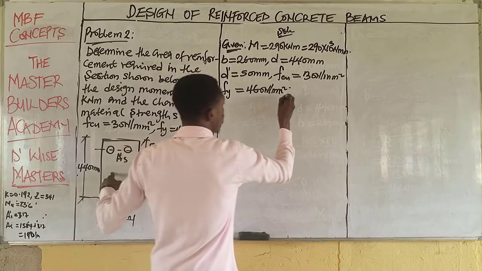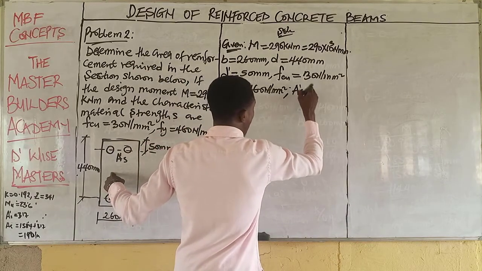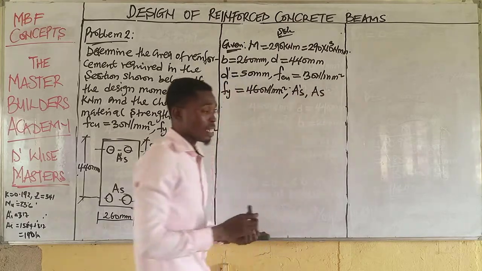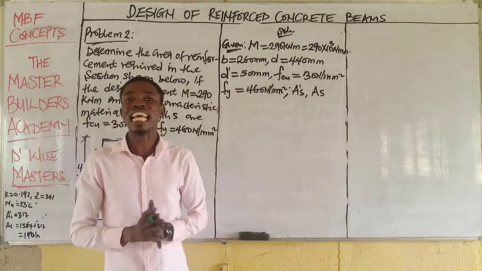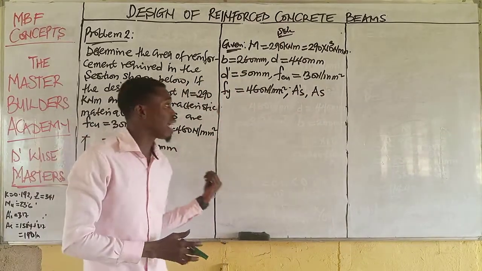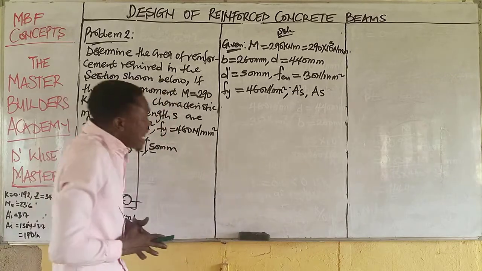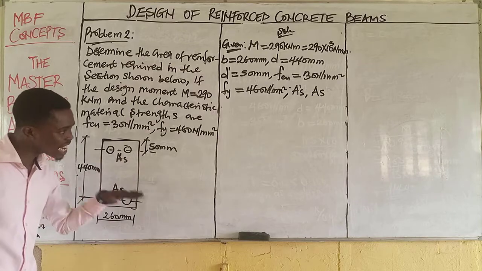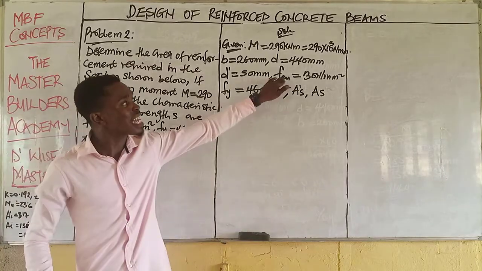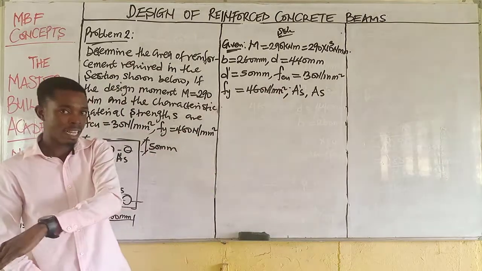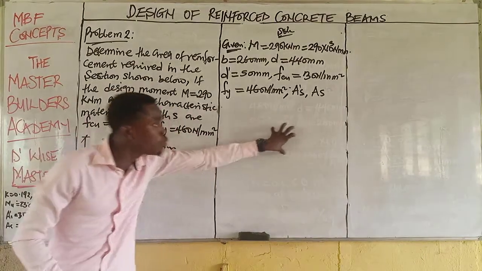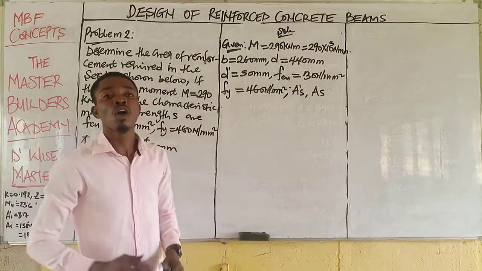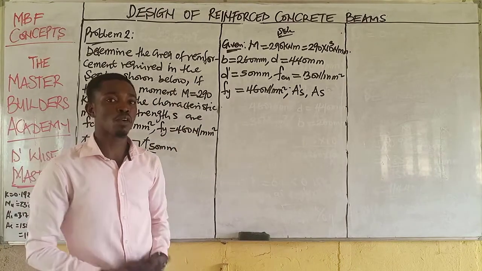Now from the question also, we are asked to find AX and AX bar. These are the two things we are asked to find. But like I said earlier, from what we have here, it is not enough for us to have the mindset that we are going to design this section as either singly or doubly. The parameters that we have here can prove otherwise. Let's check if we are actually going to design this beam as doubly reinforced or as singly reinforced.